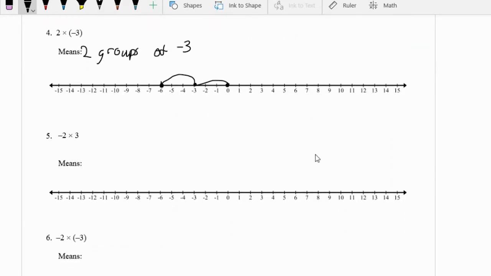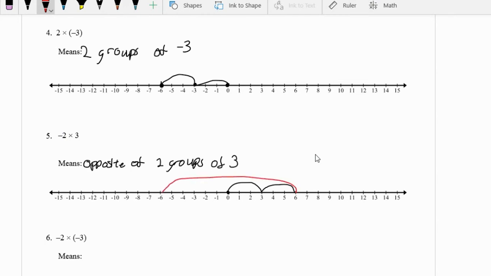-2 times 3 is the opposite of 2 groups of 3. And so if we have the opposite of 2 groups of 3, we're going to take our 2 groups of 3, and then we're going to go all the way across 0, same distance. So since we're at 6, we need to go to -6.